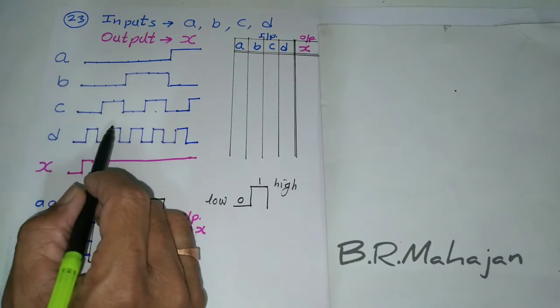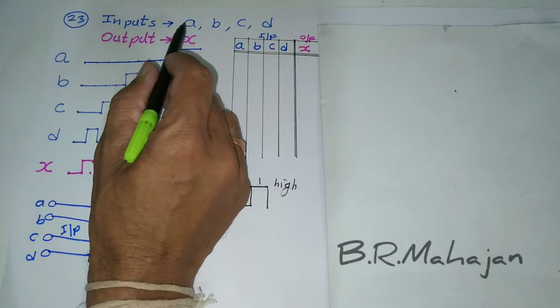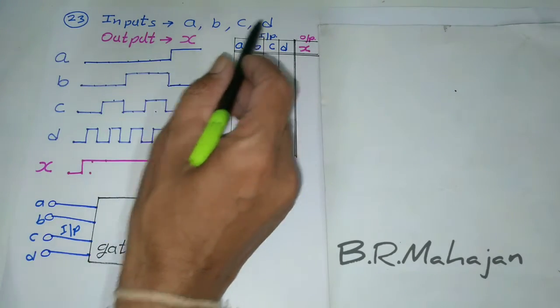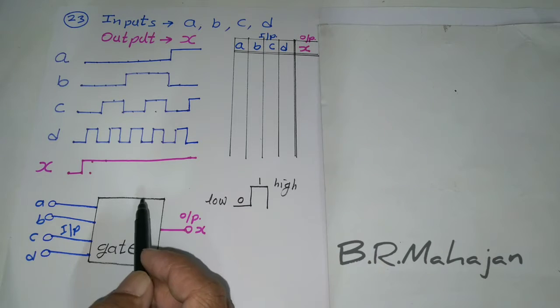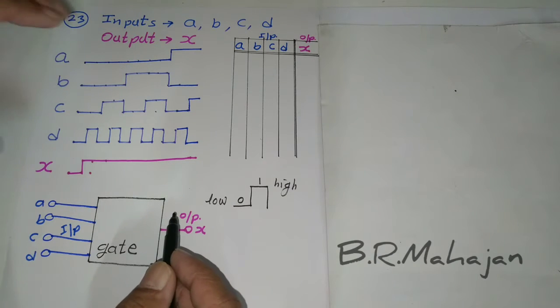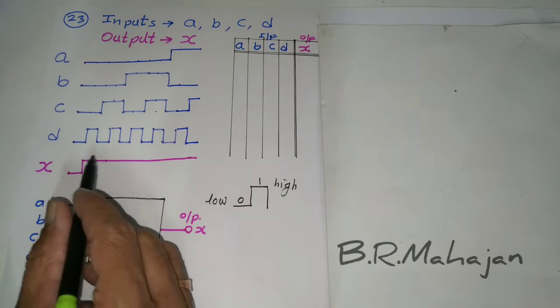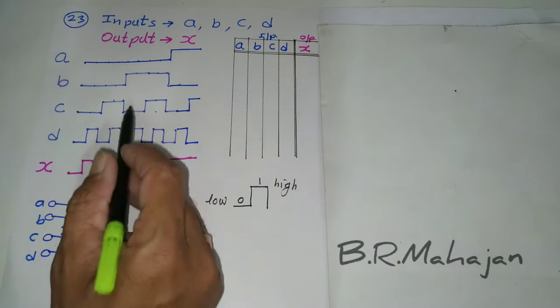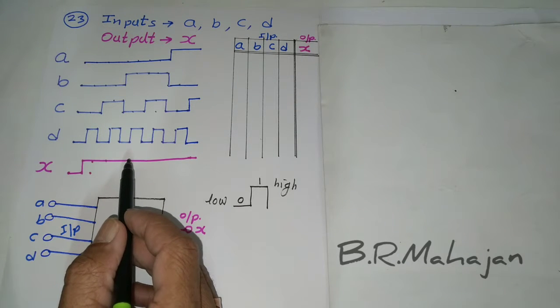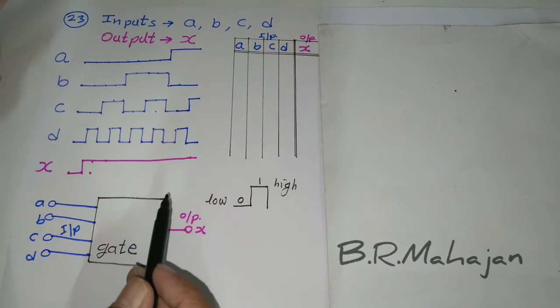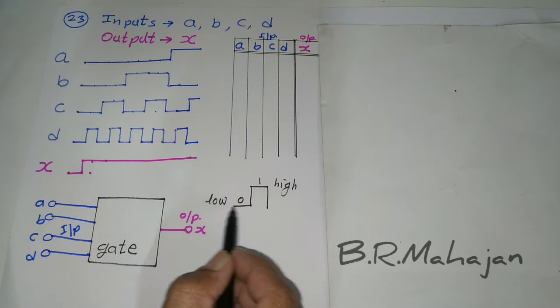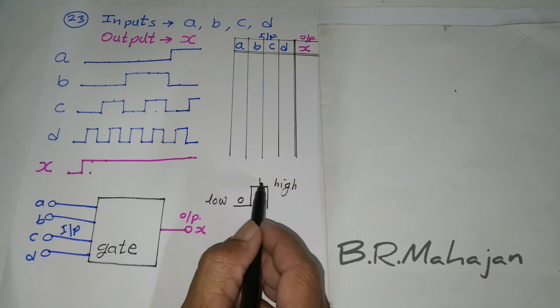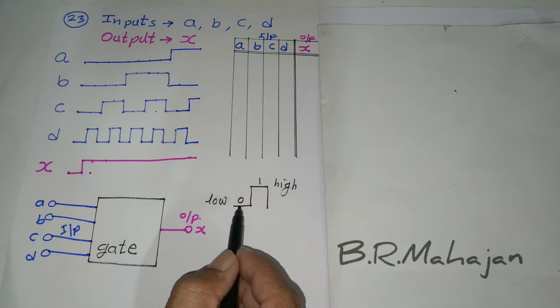What I am representing here: the inputs are represented by the terminals A, B, C, D, and the output by X. Let me discuss all the parts given to us. These are called input-output waveforms, and these waveforms are nothing but square waves, which consist of only two values: 0 means low and 1 means high. It is called a binary value, 0 and 1.